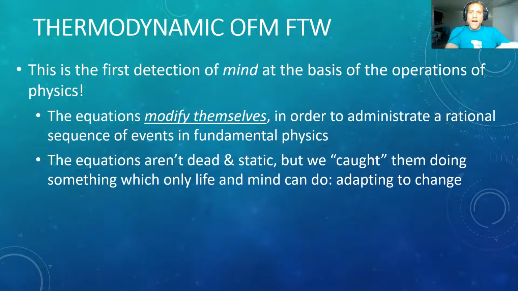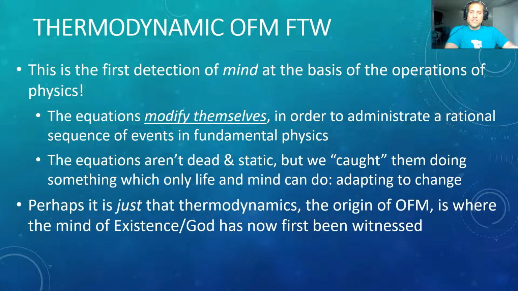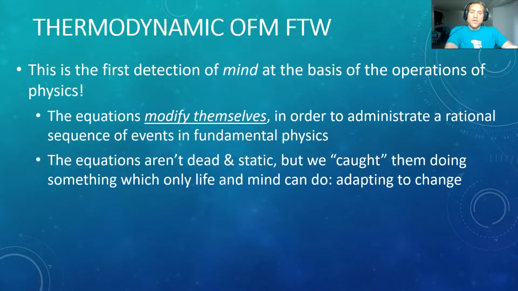So that is mind. And if mind is mathematics under the idealist, Illuminist theory, treatise of idealism, right? Then that is demonstrating what you had to demonstrate, right? The autonomy of mind. Mind, something changing, the equations changing to administrate a change in the scenario, right? So the equations aren't dead and static, but we caught them doing something which only life and mind can do, adapting to change. So perhaps it is just that thermodynamics, the origin of ontological Fourier mathematics, is where the mind of existence, or God in Abrahamist terms, has now first been witnessed.